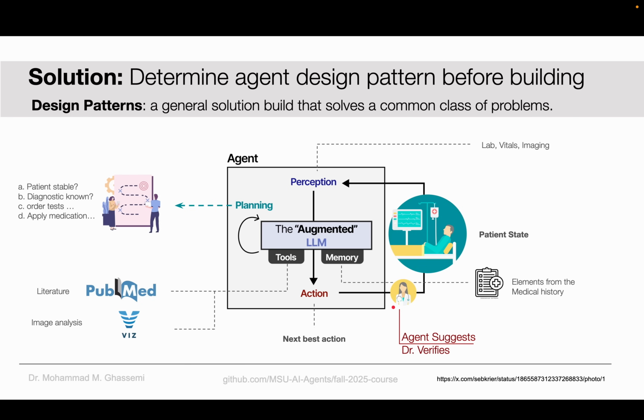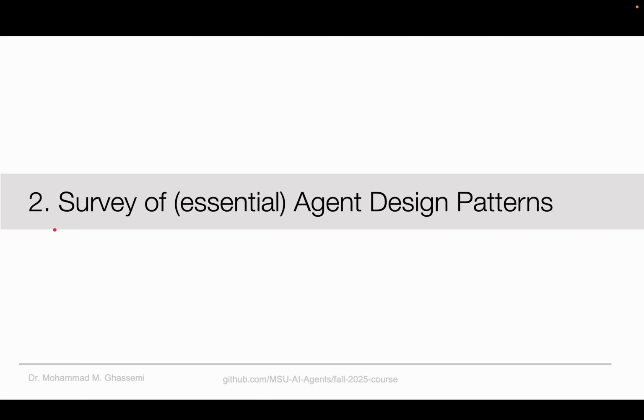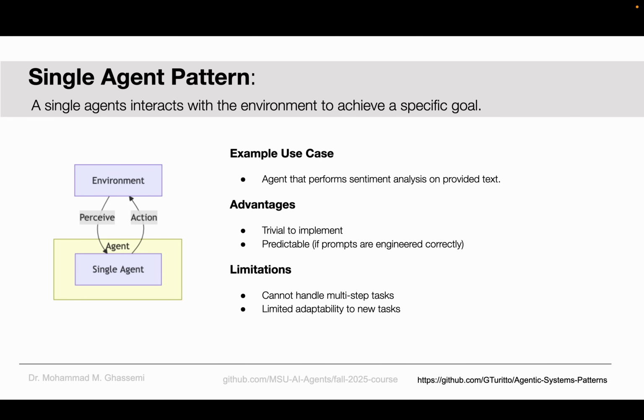And the design patterns that we will be covering later in this lecture are basically different generalized solutions that help solve common classes of problems. This is one example, right? You have a problem where making a mistake is highly consequential. How you solve that problem is by putting a human in the loop. So now that we've covered the motivation for these agent design patterns, let's go through a survey of some of the essential patterns that are out there, starting with the simplest one, which is the single agent pattern.